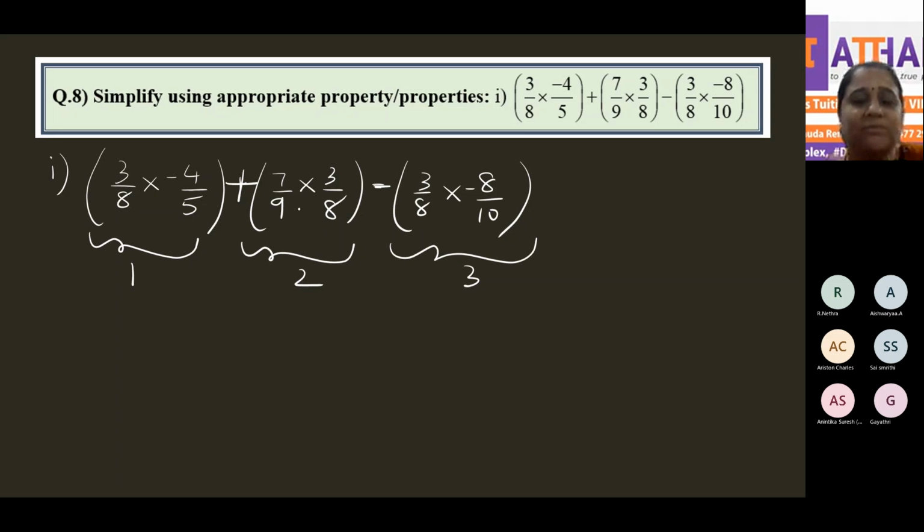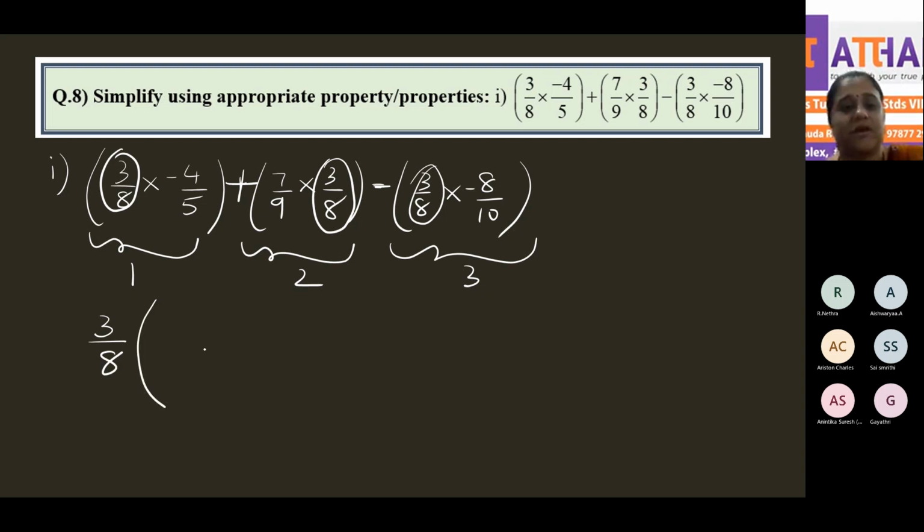Now, what do you see in the different parts? 3 by 8 is common in all the three. So we take out 3 by 8 as the common factor and open a bracket. What do we have in the first bracket? 3 by 8 into minus 4 by 5. We have 3 by 8 here, so into minus 4 by 5.